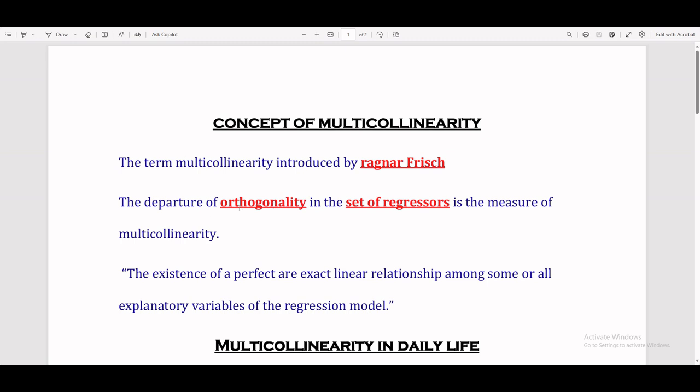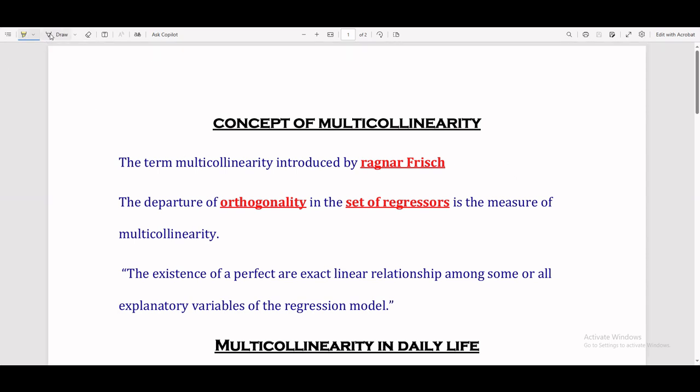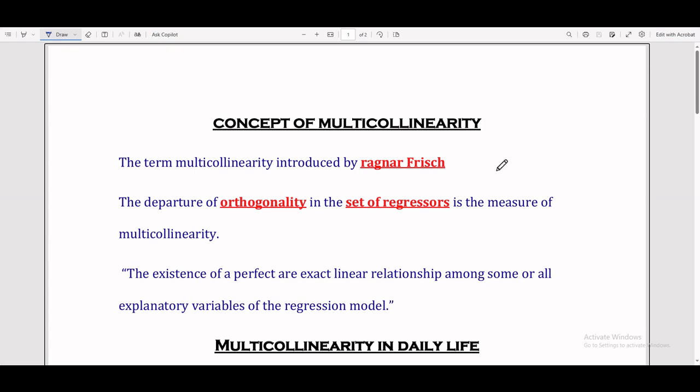The departure of orthogonality. What is orthogonality? First we discuss what is orthogonality. In mathematics, if two vectors are perpendicular to each other, suppose that one is x and other is y, they are called orthogonal to each other.